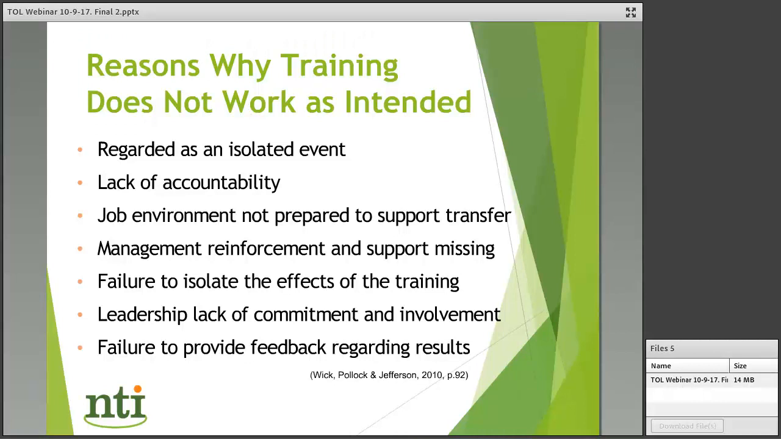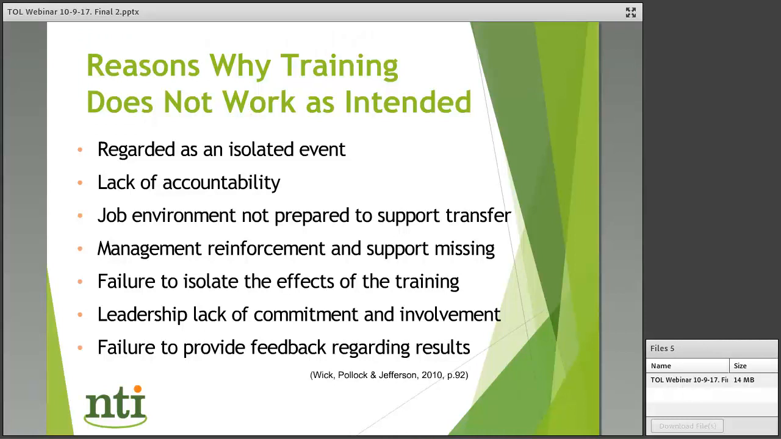We also want to think about not only extending that time frame, but not thinking about it as happening and being completed. While the training may be completed, we want to think about the training opportunities as recurring over time. The second bullet here is lack of accountability. That's a question that people wrestle with. Whose responsibility is it to make sure that the training is working as intended?